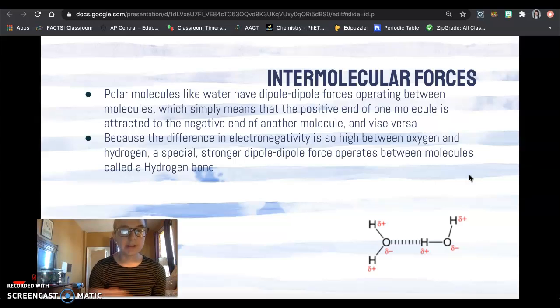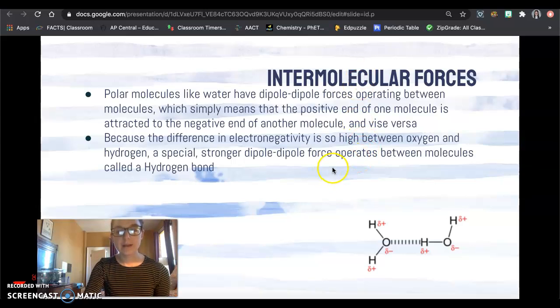So we do want to talk about intermolecular forces again. We talked about this a little bit with the different states of matter. But one that's really important in water is hydrogen bonding. And I hate the name hydrogen bonding. I have a whole slide on it in the next slide. But hydrogen bonding is a type of dipole-dipole force, which is a type of IMF, intermolecular force.